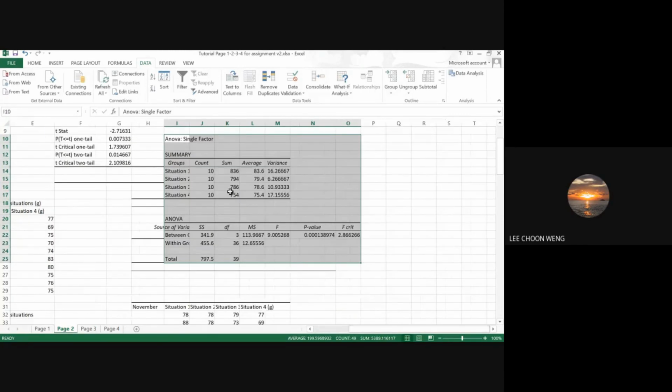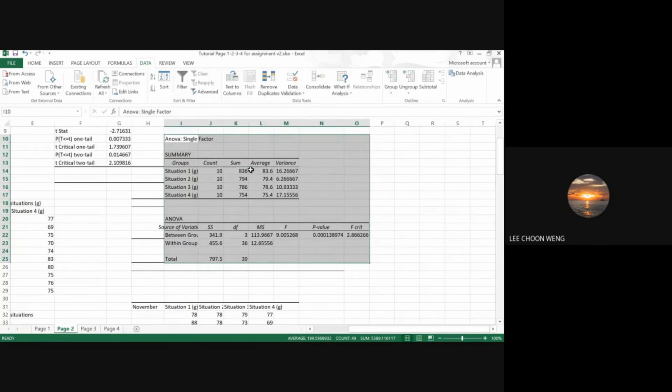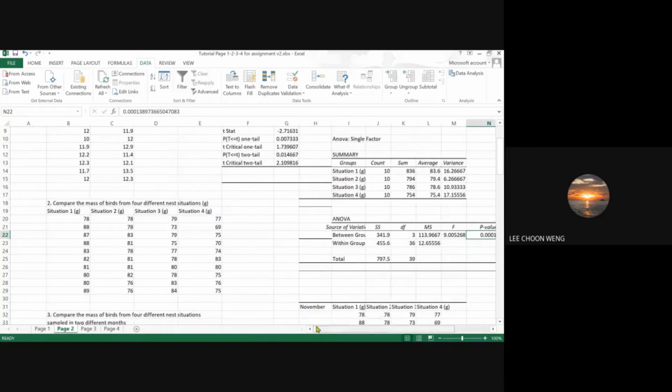So for situation 1, you have your average and variance for all the 4 situations. Then the analysis of variance shows that the F value is 9 with a p-value of 0.0001. That means it is significantly different among the 4 groups here. I've already mentioned if there is significant difference, you can then go for a post hoc test, t-test, to check what is the difference.